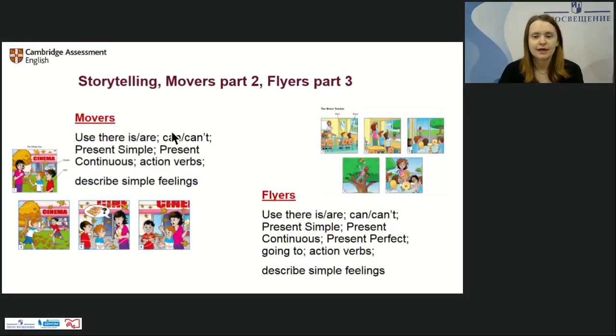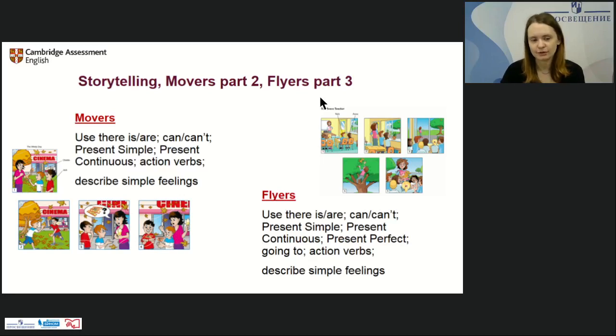So another one that's for movers and flyers, it's part 2 for movers and part 3 for flyers. It's another speaking task where they have to tell a story. So this is what they're supposed to demonstrate at the movers level, and here what they're supposed to demonstrate at flyers level. As you can see, there are more pictures for flyers, and the students are supposed to tell a longer story here. So they have the context.